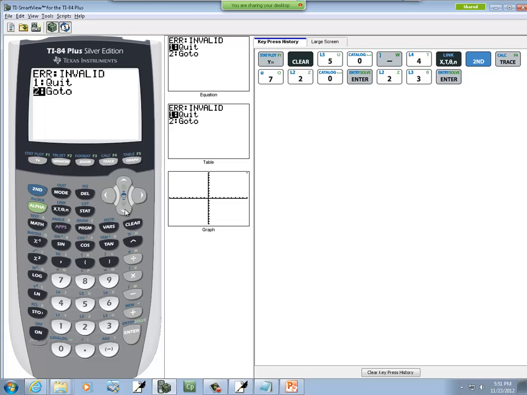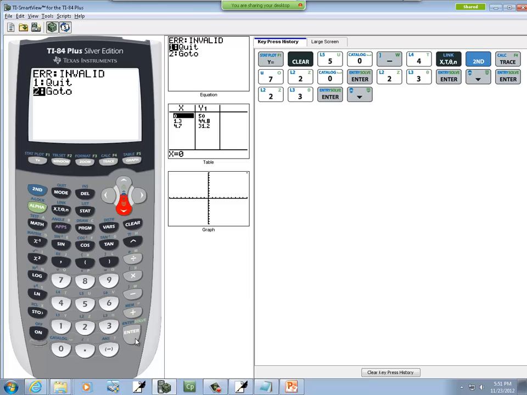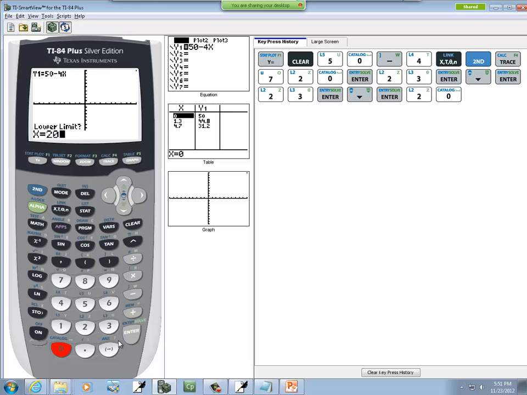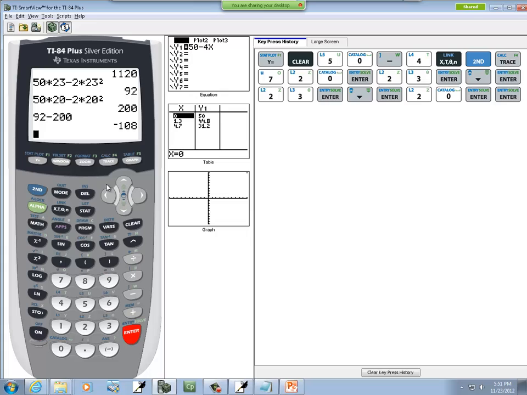Where'd that come from? Go to, okay, 20. I didn't like it. Oh well. Let me tell you why I didn't like it. Assuming my graph's correct, 50 minus 40x, it's because it goes from negative 10 to 10.